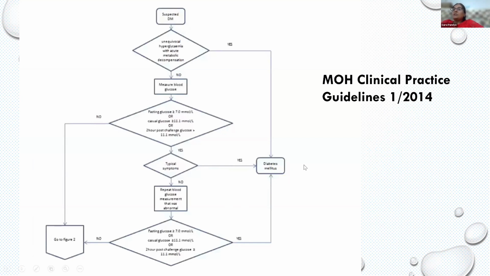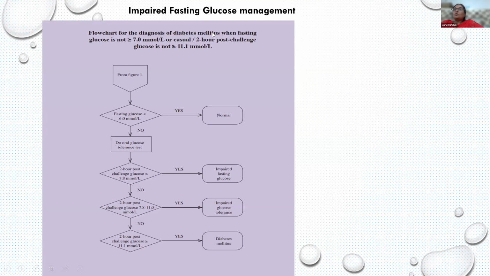There are also other possibilities. So I just go on to the impaired fasting glucose, and I go through the different scenarios. In impaired fasting glucose, the patient has a fasting glucose between 6 to 7. If the patient has impaired fasting glucose, they recommend doing the oral glucose tolerance test. If the oral glucose tolerance test after 2 hours is less than or equal to 7.8 millimole, then it is impaired fasting glucose. If it is between 7.8 to 11, then it is impaired glucose tolerance. But if it is 11.1 or more, then it is confirmatory for diabetes.